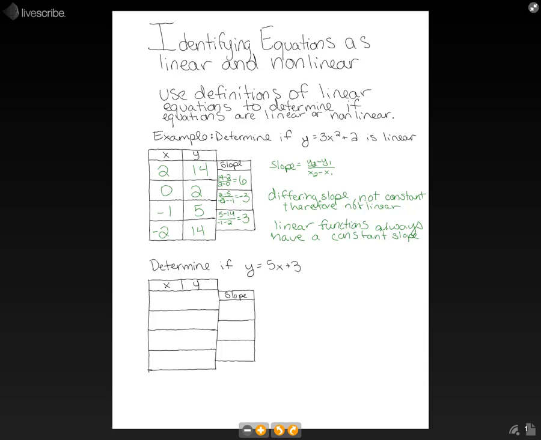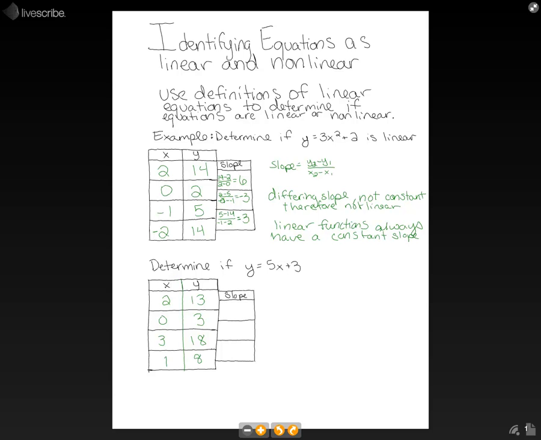Okay, so now let's do this again and determine if y equals 5x plus 3 is linear or nonlinear. So we have our table here again, and let's just test values of 2, 0, 3, and 1. So if we substitute in 2, 2 times 5 is 10, plus 3 gives us 13. 0 times 5 is 0, plus 3 gives us 3. 3 times 5 is 15, plus 3 gives us 18. 1 times 5 is 5, plus 3 gives us 8.